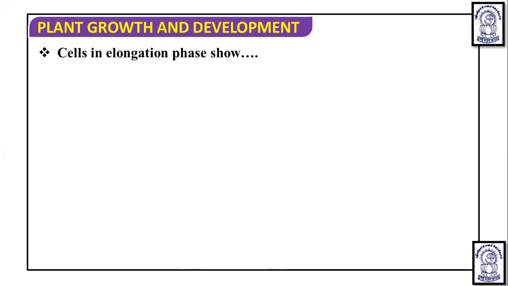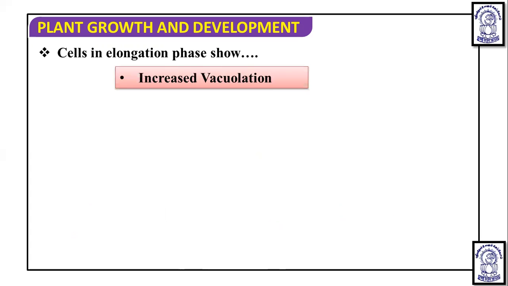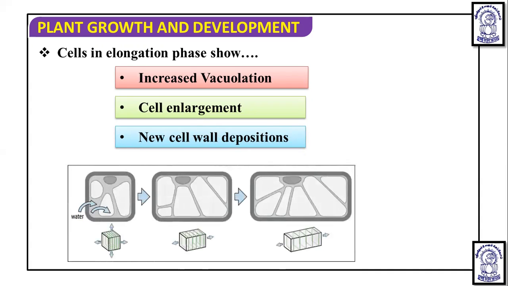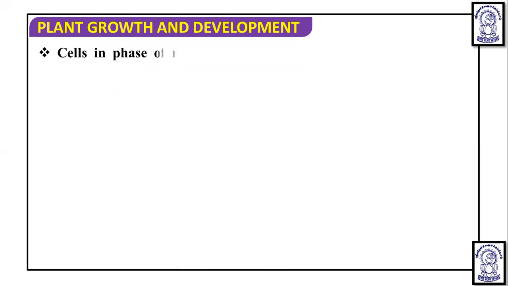Then proximal to the meristematic region is found the elongation phase. The elongation phase shows increased vacuolization. The cells have cell enlargement, and new cell wall deposition takes place in this elongation phase. So this way the cell gets elongated, and after elongation, these cells become part of the maturation phase, where they stop dividing.